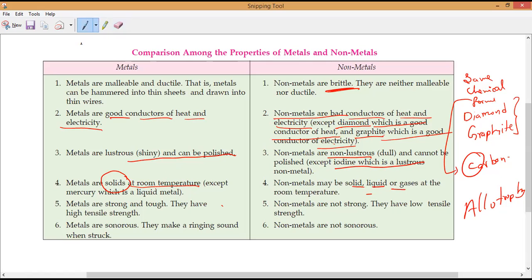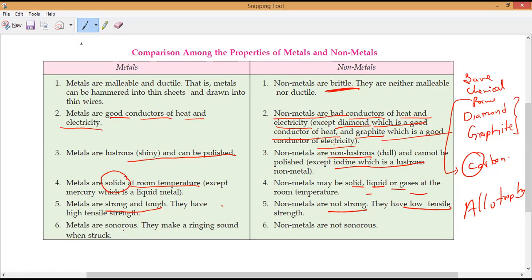Next, metals are strong and tough, so their tensile strength is more. Yes, more tensile strength. Understanding? But what about the non-metals? They are not strong enough. So do they have low or high tensile strength? Low tensile strength.